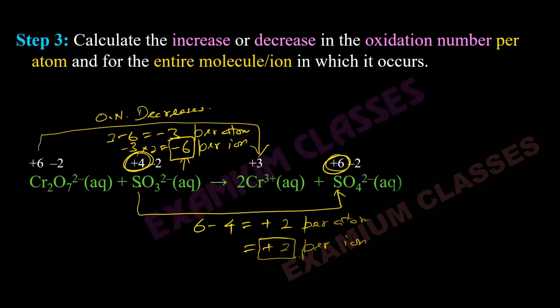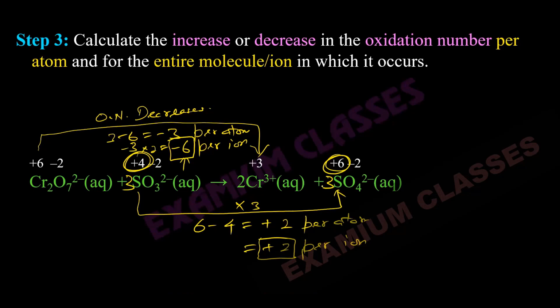It means if I multiply this part, SO3 2-, SO4 2-, by 3, then I will have 3 SO3 2- here and 3 SO4 2- here. So understand it very clearly. What I am doing is multiplying that part in which the change in oxidation state is 2, so that the change becomes 6, because the decrease in the case of the dichromate ion is also 6, so the increase must be 6. So the third step is you calculate the increase and decrease per atom, then per molecule or ion, and then make them equal.